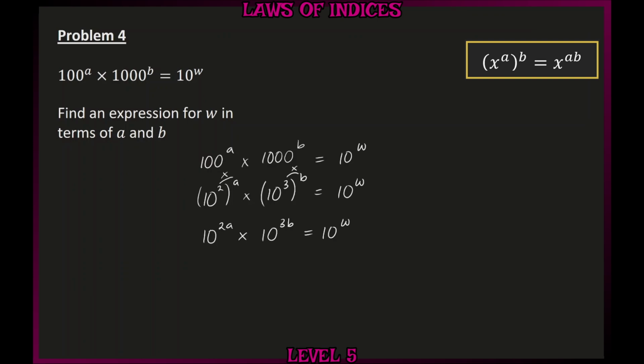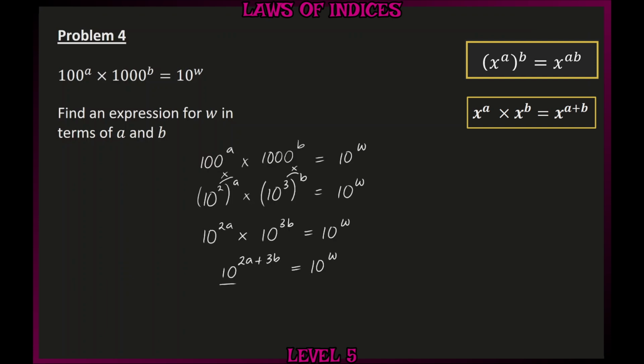Now looking at the left-hand side of the equation, we're multiplying together indices which now have the same base, so we can use this law, which tells us that we need to add their powers together. So 10 to the power of 2a multiplied by 10 to the power of 3b becomes 10 to the power of 2a plus 3b. And that's still equal to 10 to the power of w.